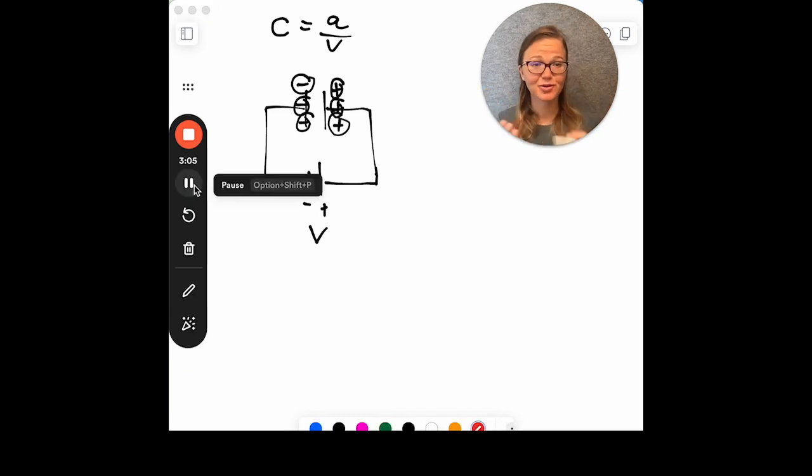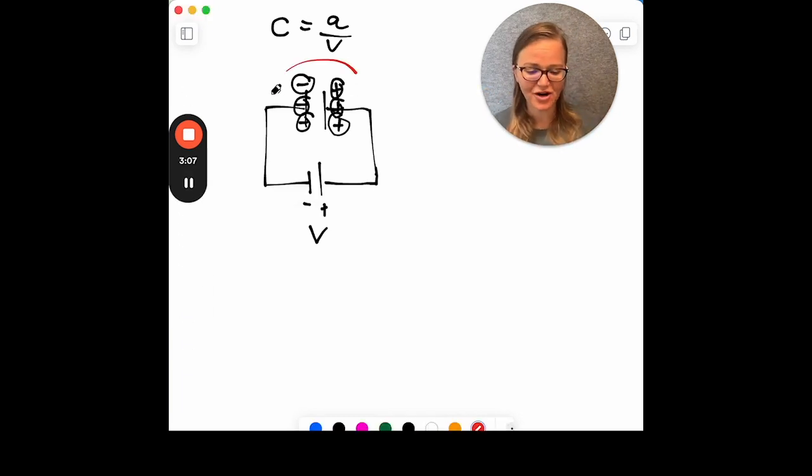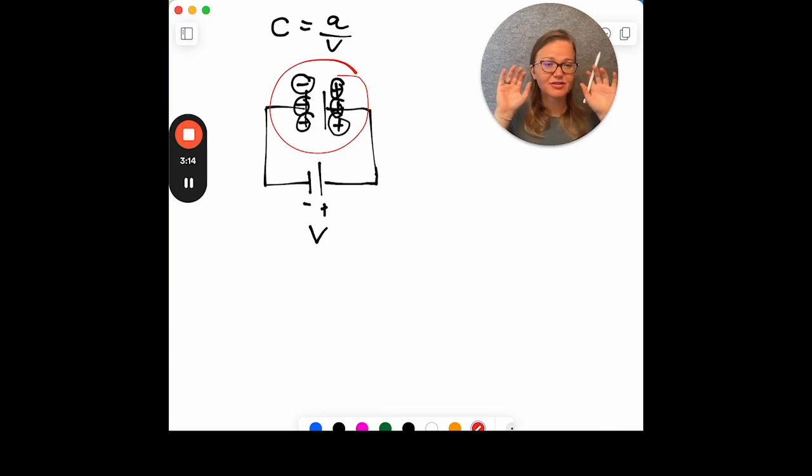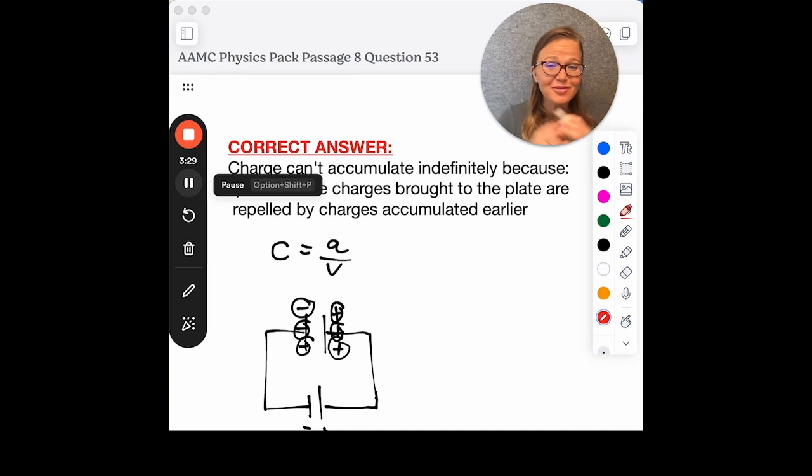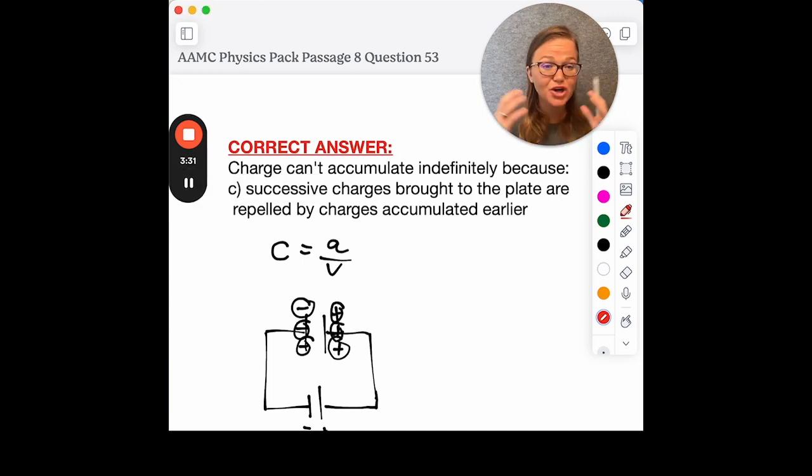Then the capacitor is just going to keep this charge sitting here stored for whenever it needs to be used. For example, with a defibrillator, you have two capacitor plates that you put on the chest of someone who's in cardiac arrest, and then all of a sudden the stored charge from those two defibrillator plates goes through the person's body and can essentially shock them back to life. So that's the idea of a capacitor. Again, that's why our answer here is that more charge can't accumulate, because it gets repelled by the charges that already accumulated on our capacitor plate.